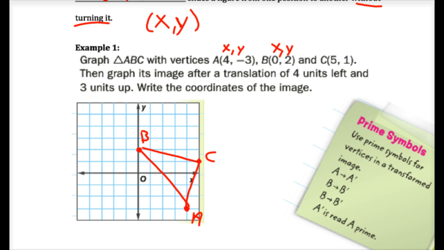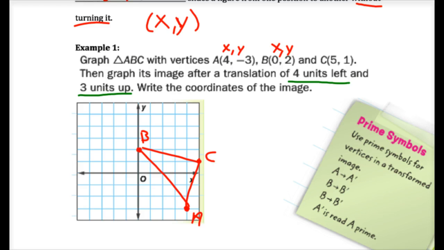Now, I got the luxury of having different colors. This will make sense. All right, we're going to graph its image after a translation of 4 units left and 3 units up. We're going to do both those for all 3 of those points. We're going to move those points 4 units left and 3 units up. And let's do this in an organized way.